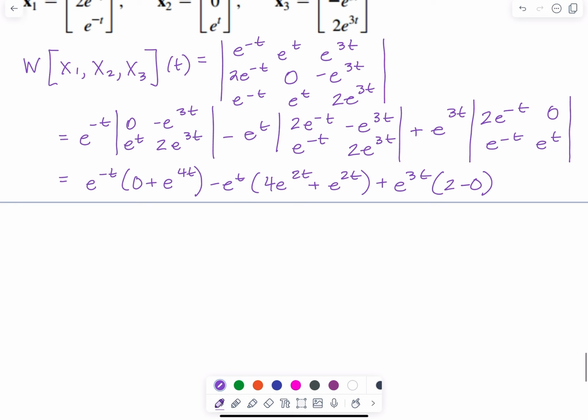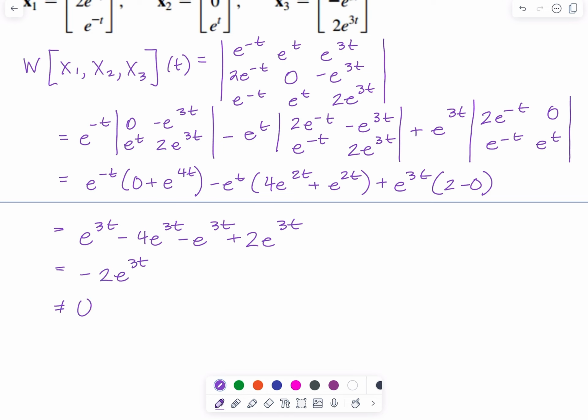So here we have e to the 3t minus 4e to the 3t. You can see that we have negative 2e to the 3t, and this is not equal to 0. So of course, in this case, these vectors are linearly independent. So we do have a fundamental solution set to form.